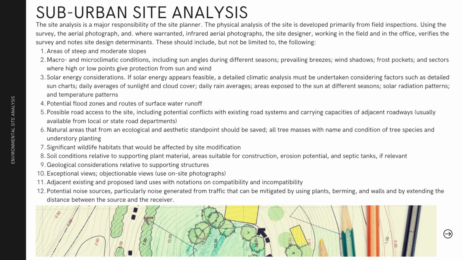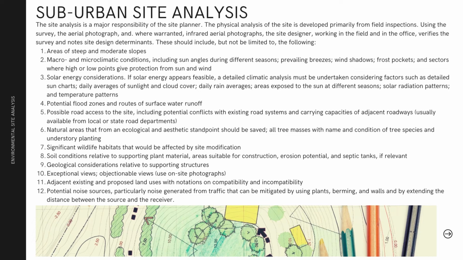If solar energy appears feasible, a detailed climate analysis must be undertaken considering factors such as detailed sun charts, daily averages of sunlight and cloud cover, daily rain averages, areas exposed to the sun at different seasons, the solar radiation patterns, and the temperature patterns. Number 4, potential flood zones and routes of surface water runoff.